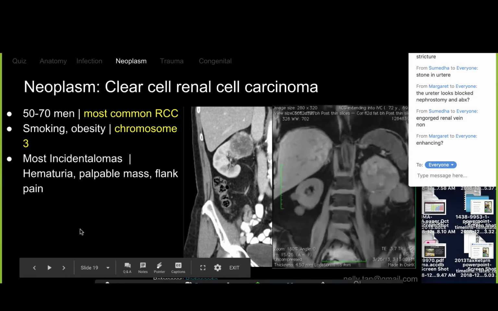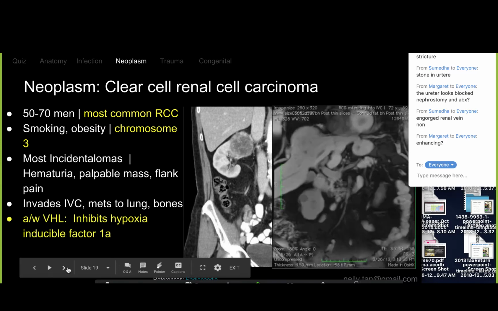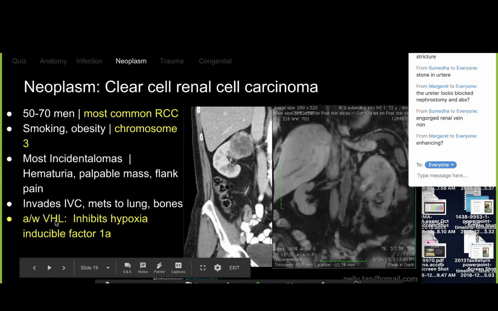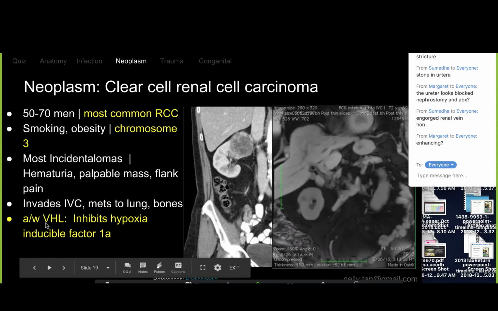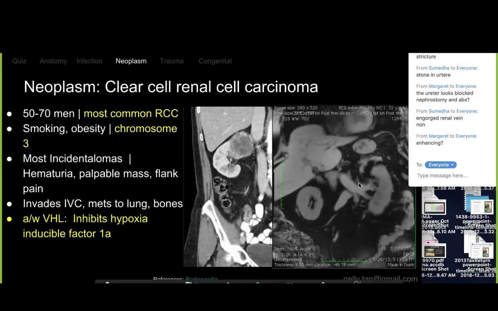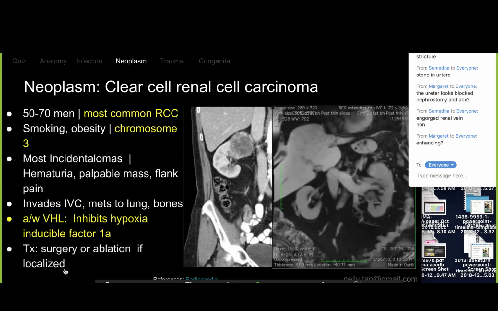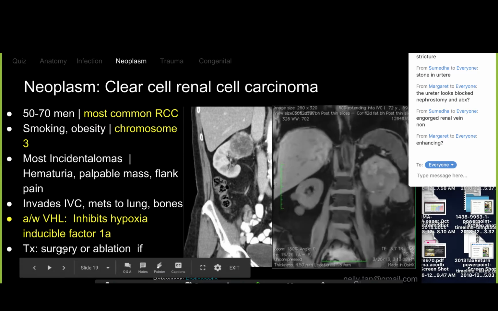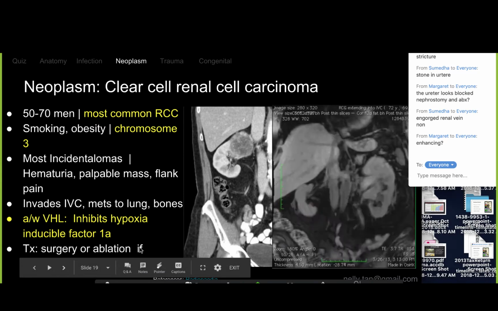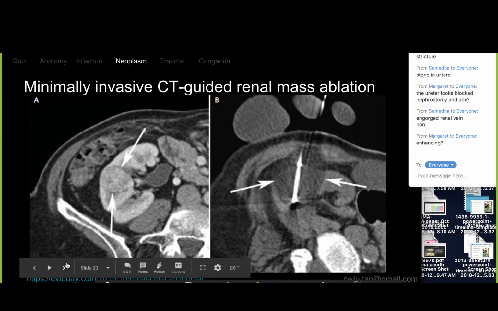This is due to a genetic defect in chromosome 3. It's an underlying problem that inhibits hypoxia-inducible factor, so it causes a hypoxemic state, and then you get marked angiogenesis. Patients can now get either surgery or ablation if they have a localized tumor mass. If it's locally invasive or metastatic, then they usually need different types of treatment.